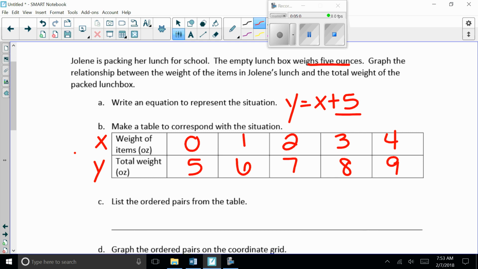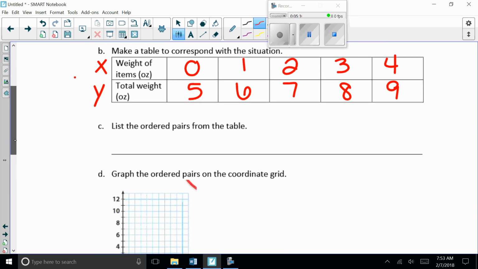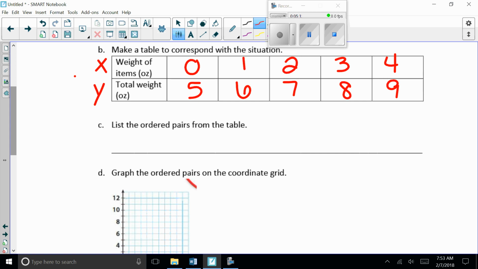And again, you don't have to start at 0 and 5. We could have started at any point. Whenever you plug into the equation, then you're going to get your answer. So it wants us to list the ordered pairs. All I'm going to do is take these combinations that are here, and write them in parentheses in ordered pair format.